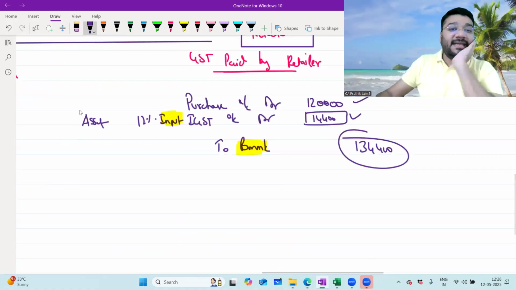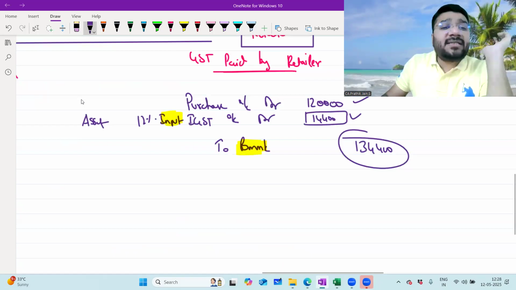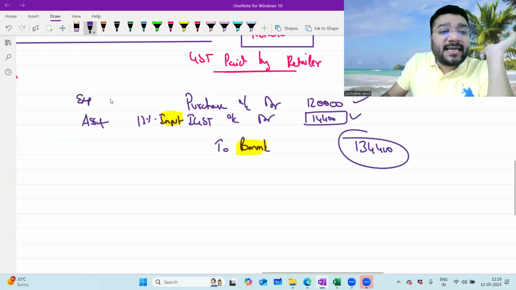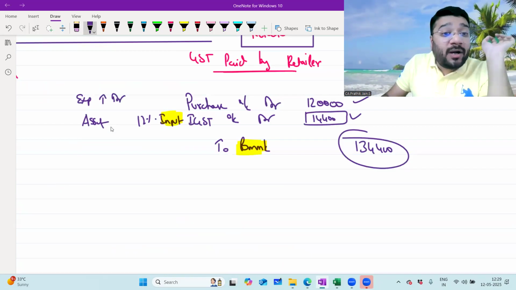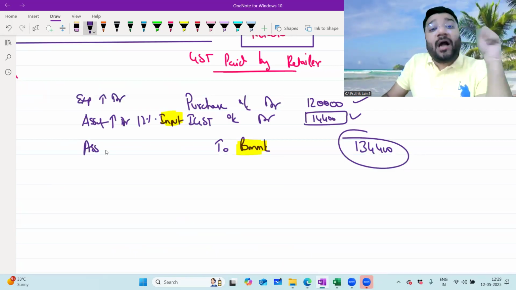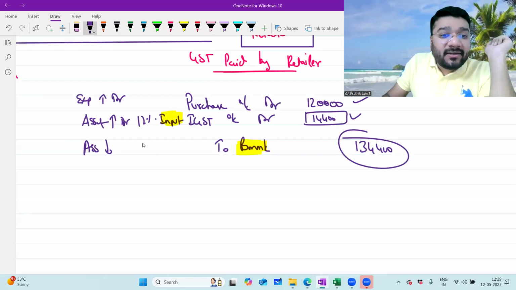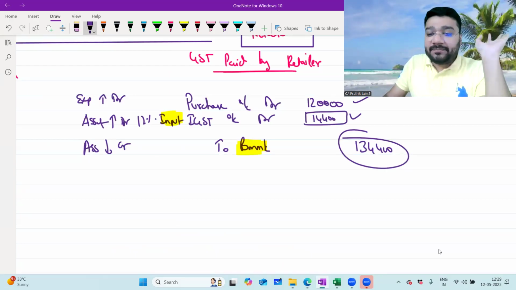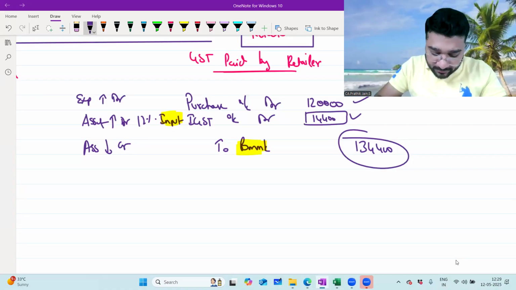Now tell me, in this journal entry, do you have any problem? Purchase is what? Expense. To increase expense, debit. Input IGST is what? Asset. To increase asset, debit. Bank is what? Asset. But here money is going out. To decrease, credit. Done. Any problem here? Online people, any problem here?